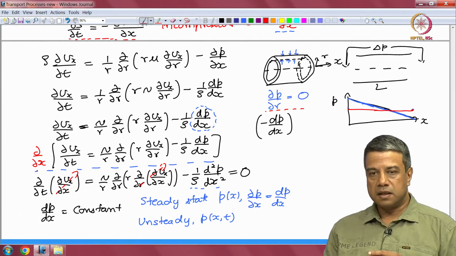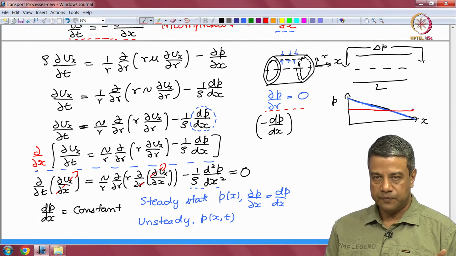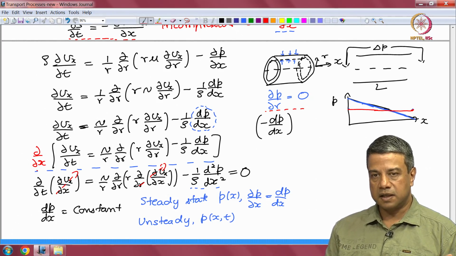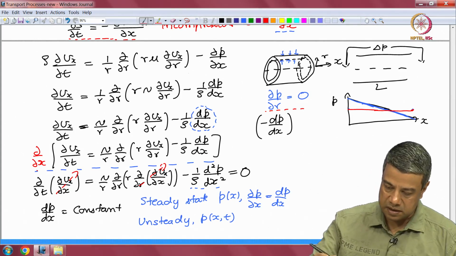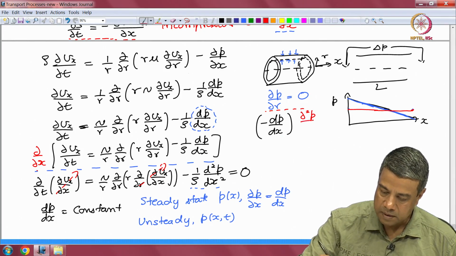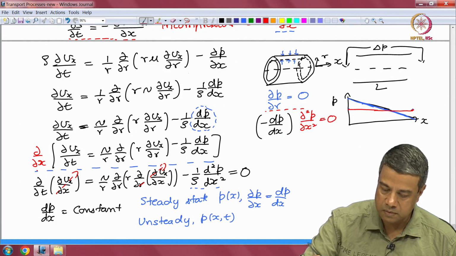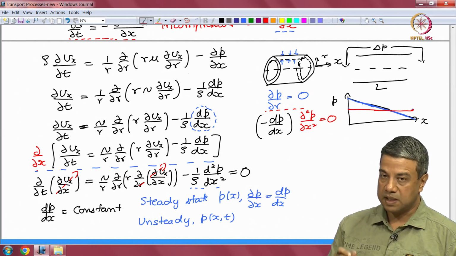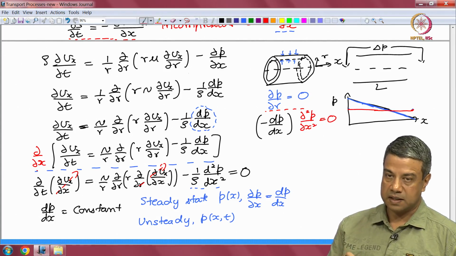So, the pressure at the inlet and the pressure at the outlet could vary with time, but at each instant of time the pressure in between is a linear function, a straight line connecting the pressure at the inlet and the pressure at the outlet. That is because partial square p by partial x square is equal to 0, which means that partial p by partial x has to be a constant. It could depend on time, but it cannot depend upon x.